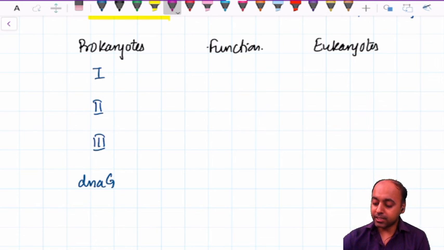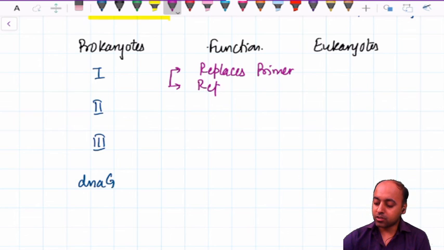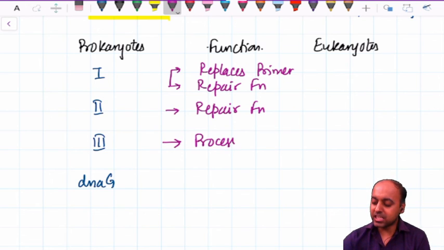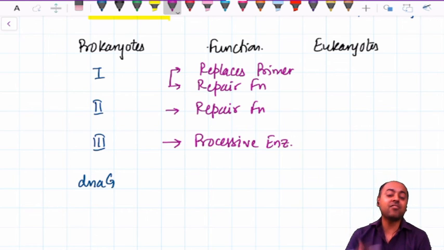Polymerase 1, we have already said, has two important functions. Number one, it replaces the primer. In addition to that, it has the repair function. Polymerase 2 primarily has the repair function, whereas polymerase 3 is the processive enzyme. Processive enzyme means the enzyme which can carry out the polymerization at the fastest rate.